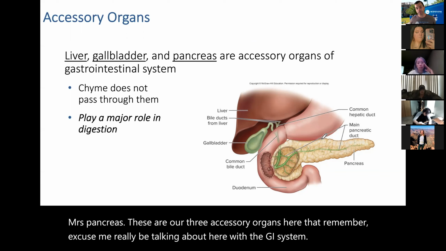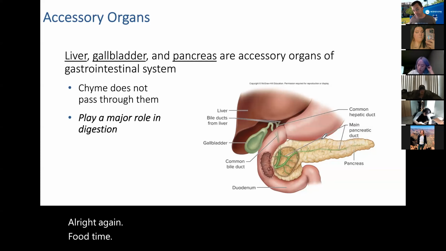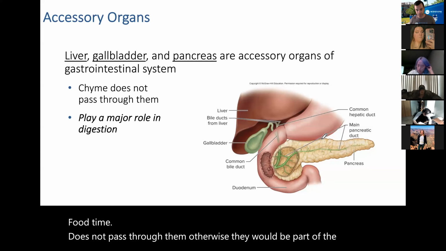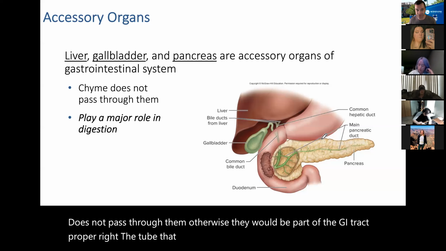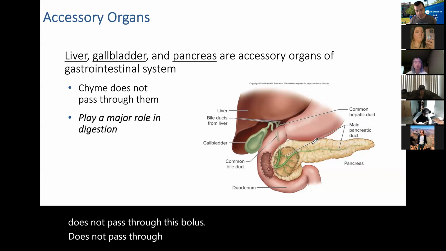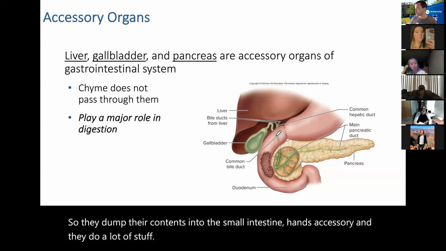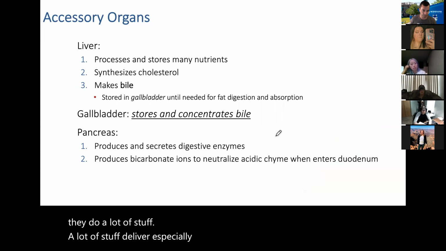Again, food, chyme does not pass through them. Otherwise, they'd be part of the GI tract proper, right? The tube, that is. But food does not pass through this. Chyme does not pass through this. Bolus does not pass through this, okay? So they dump their contents into the small intestine, hence accessory, right? And they do a lot of stuff. A lot of stuff. The liver especially does a lot of stuff, right?